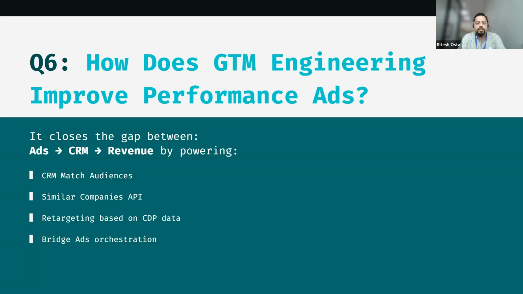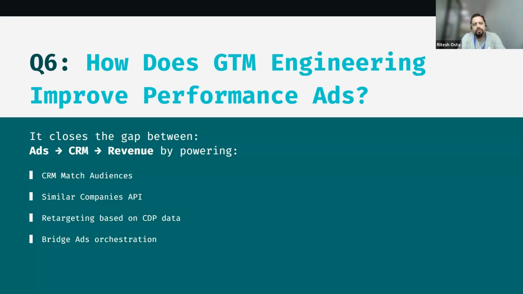Then the other use case is the similar companies API. That means you take the data of your customers in your CRM, and then find similar companies. Nowadays there are a lot of APIs which provide that particular information. So you can just find similar companies.